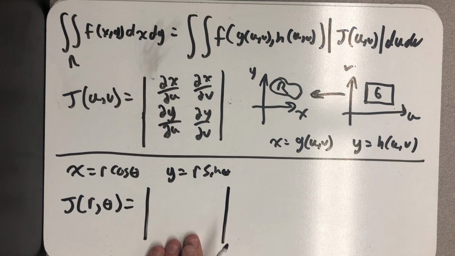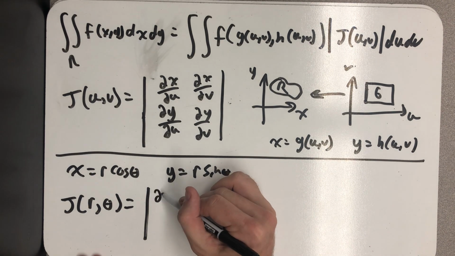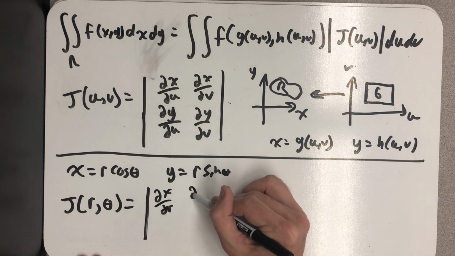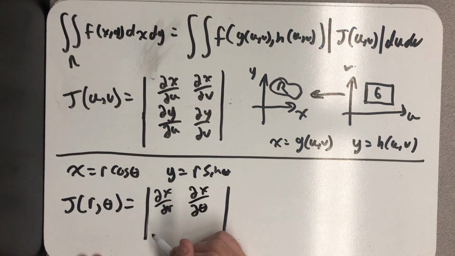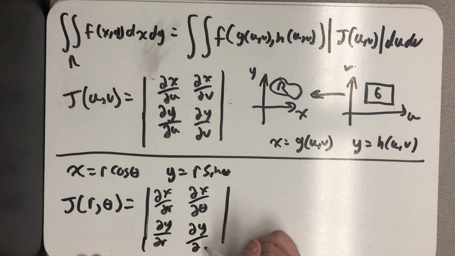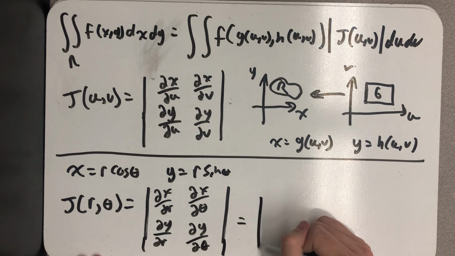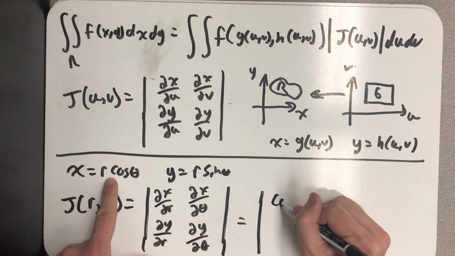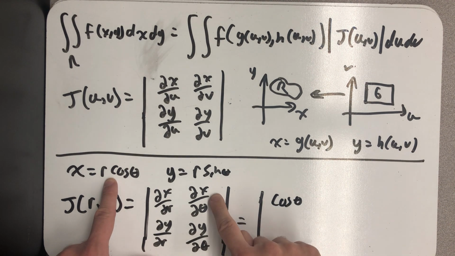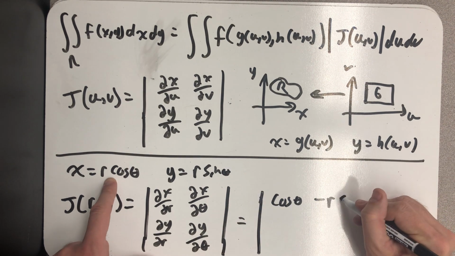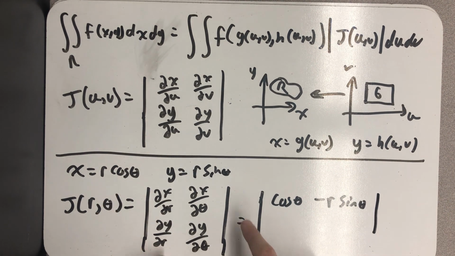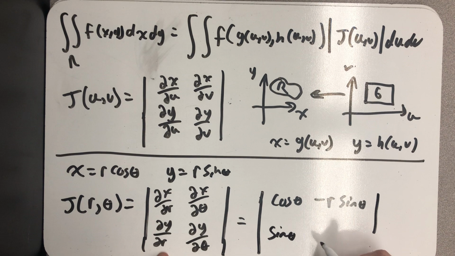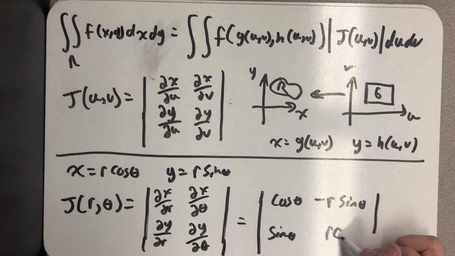And then this is a matrix of partial derivatives: the partial of x with respect to r, partial of x with respect to theta, the partial of y with respect to r, and the partial of y with respect to theta. Okay, well, the partial of x with respect to r would be cosine theta. The partial of x with respect to theta would be minus r sine theta. The partial of y with respect to r is sine theta. And here we have r cosine theta when we take the partial of y with respect to theta.